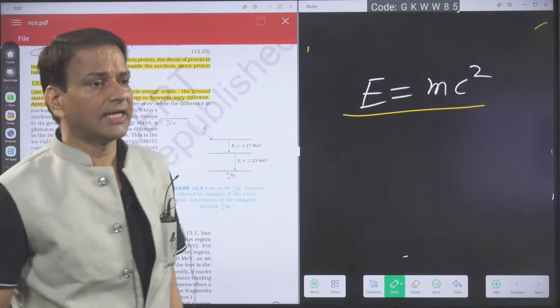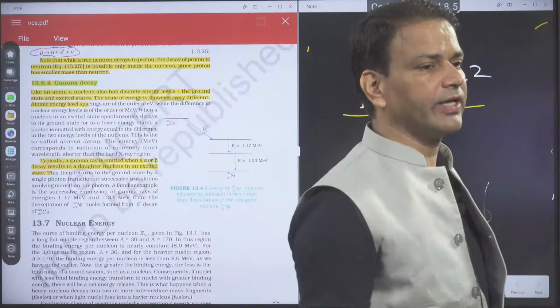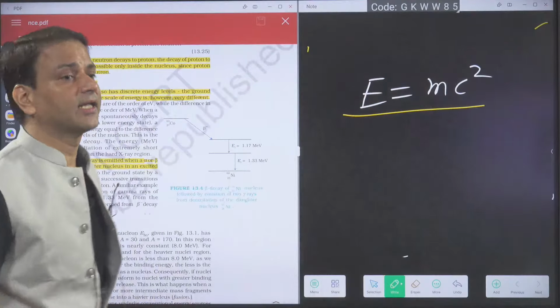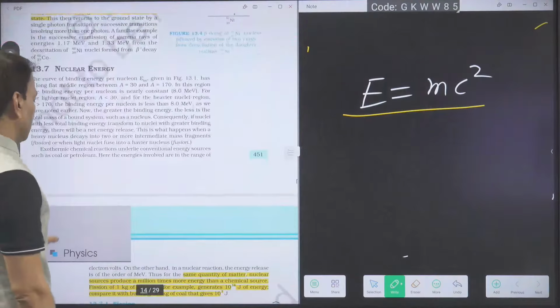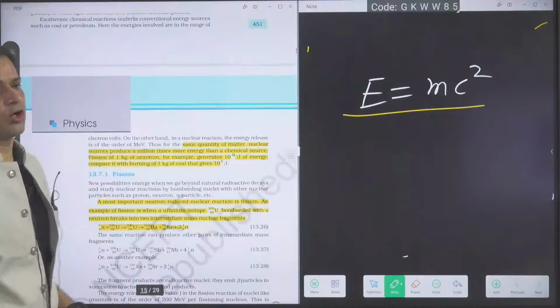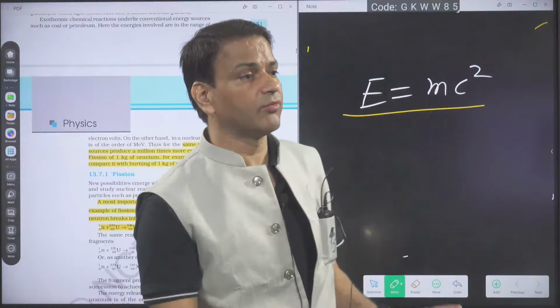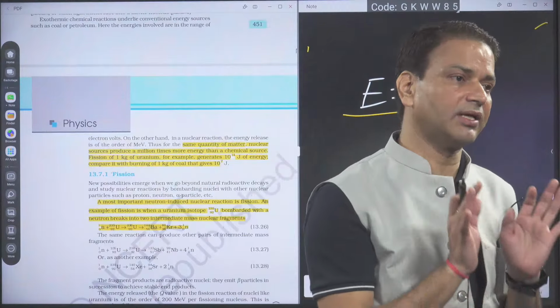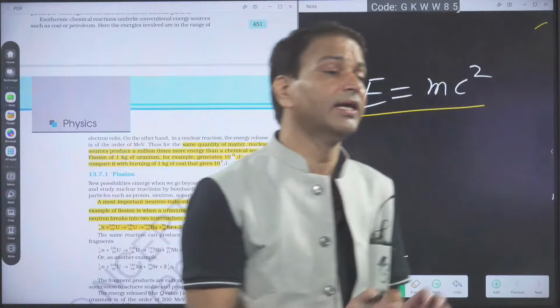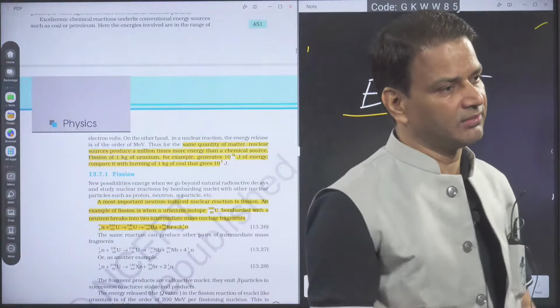Understood or not? In this way, inside the nucleus also we have energy levels, but that energy level is in MeV. Nuclear energy, what is the reason of the nuclear energy? The reason is mass loss. Wherever energy is released in nuclear reactions, the reason is mass loss. Even binding energy, what is the reason? Mass loss.